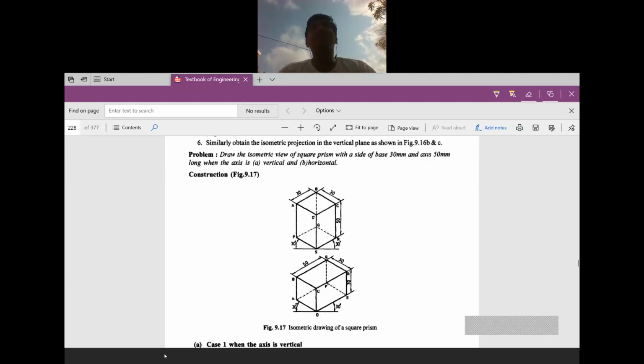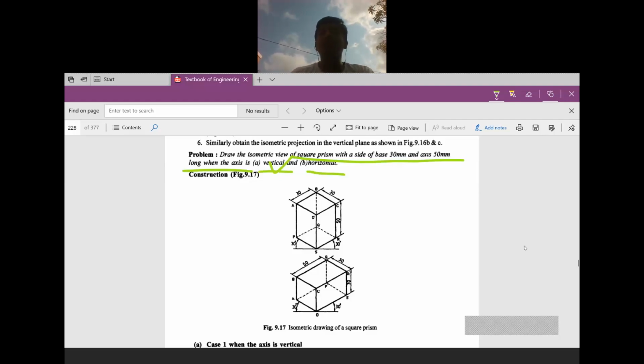When the axis is vertical and horizontal. In most of the cases, it is used when the axis is vertical. Understand? So I am going to explain how to draw this isometric view of a square prism of base 30 mm and axis 50 mm long, when the axis is vertical and horizontal. He has given base 30 mm and height 50 mm, axis height 50 mm.